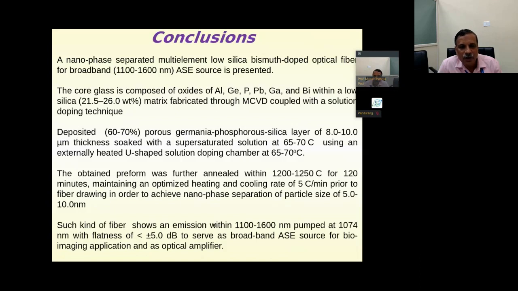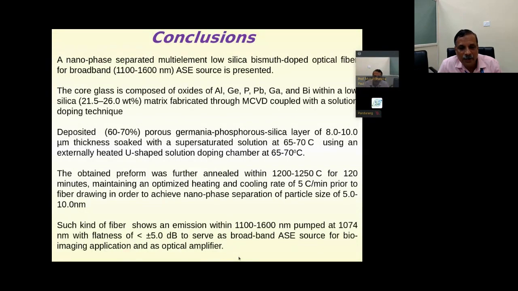And also we have used a special kind of solution doping chamber where the doping is done at 65 to 70. After that, we go to annealing, and annealing is done at 1200 to 1250 at a heating cooling rate of 5 degrees centigrade per minute to generate nanophase separated particles of 5 to 10 nanometer. And this kind of fiber shows emission 1100 to 1600 nanometer under pumping at 1074.